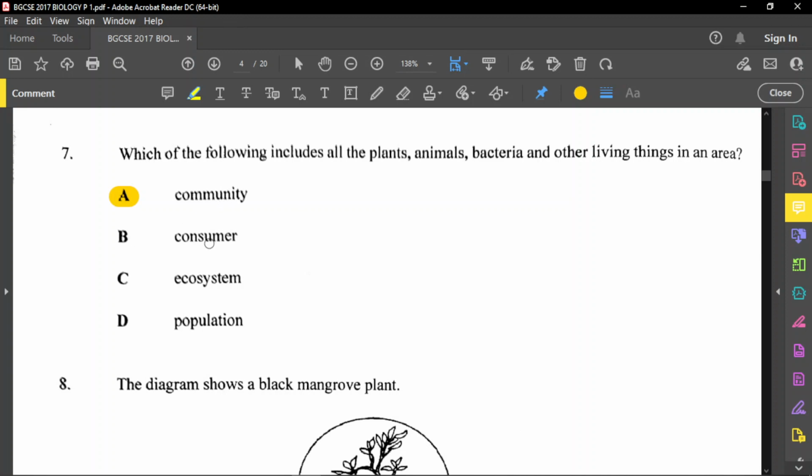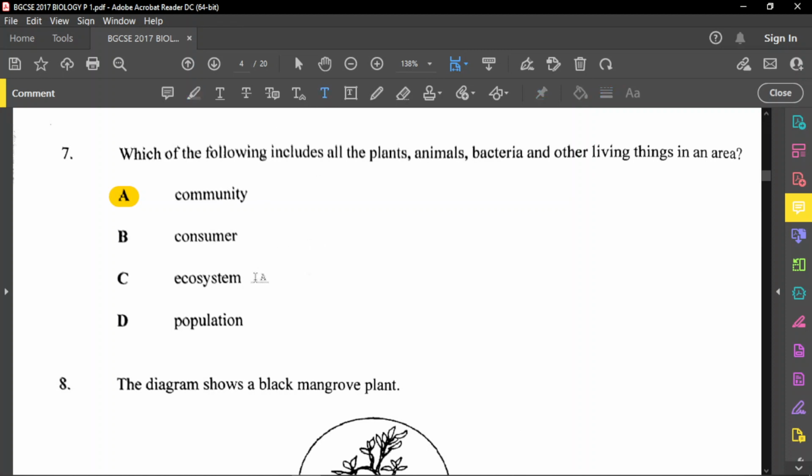So definitely, community is the answer. It's a collective group of all the populations. And an ecosystem, just to make mention of this, is all the abiotic factors interacting with the biotic factors. So in other words, it is a group of communities living together, interacting with themselves and also with the non-living world. So once you talk about ecosystem, you must think about abiotic and biotic.